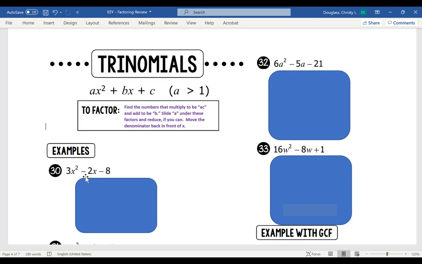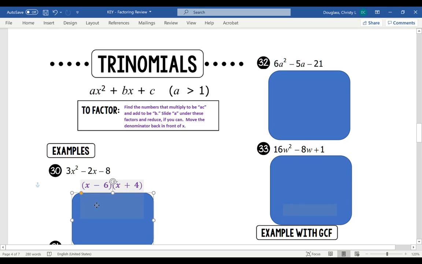4 goes into 24 6 times. And remember, these are going to be opposite signs. So I'm going to say 4 times negative 6. 4 times negative 6 is negative 24. And when I add 4 plus negative 6, I do get negative 2. So I have found the numbers that I'm going to be using, 4 and negative 6.